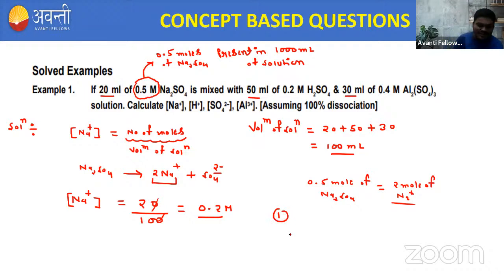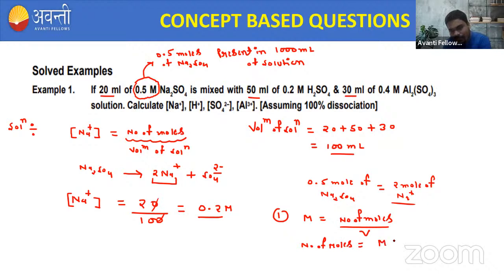If you want to find the molarity, molarity is nothing but moles upon volume. We all know this. So molarity is equal to number of moles upon volume. Now you want to find the number of moles, so number of moles is molarity into volume. What is the molarity of Na2SO4? That is 0.5. What is the volume? Volume is 20 ml.